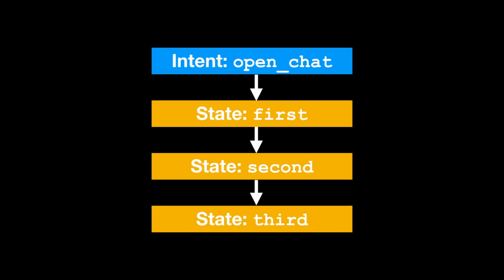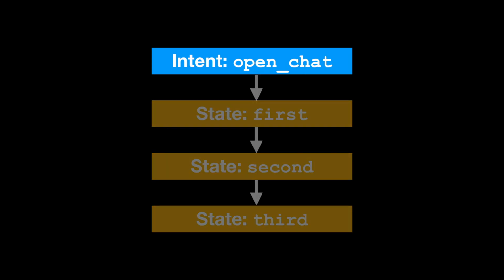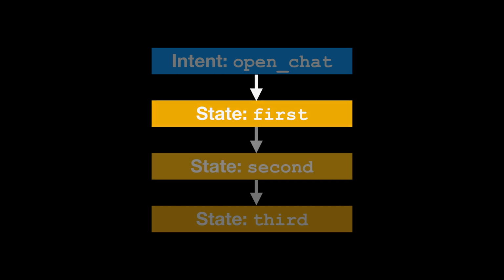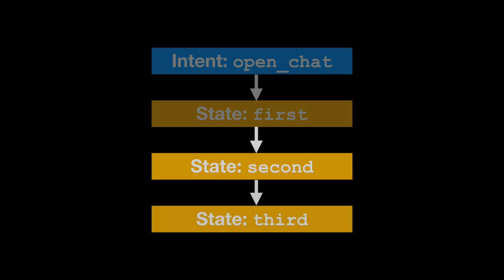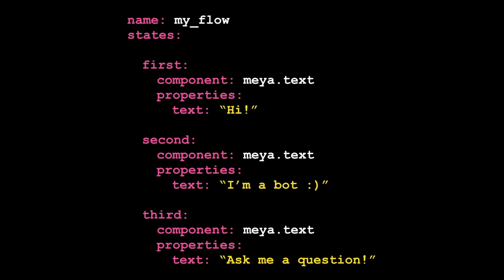So what is a transition? The most basic flows follow a linear path, like this one. This flow has an intent called OpenChat that launches the flow, or sequence of states. It begins with the first state, transitions to the second, and finally the third. The actual flow code looks like this.